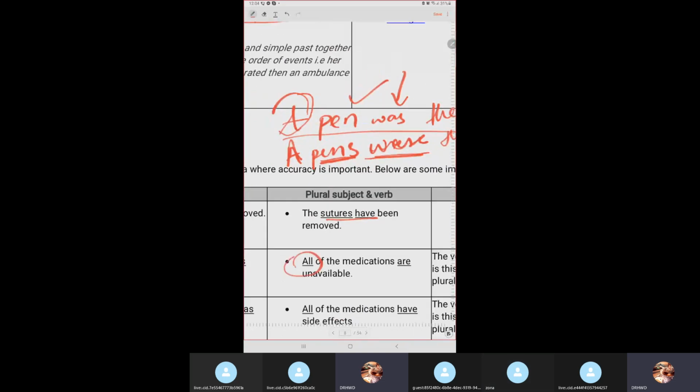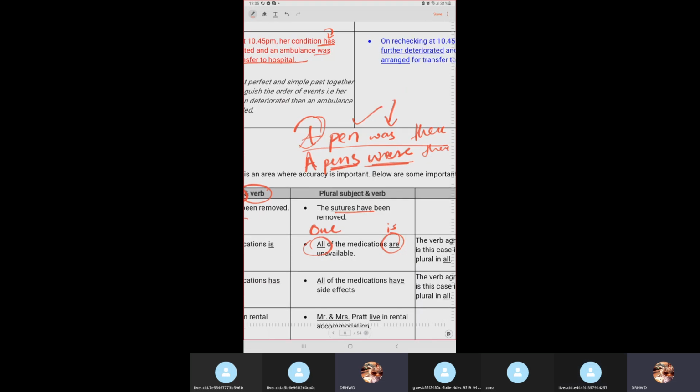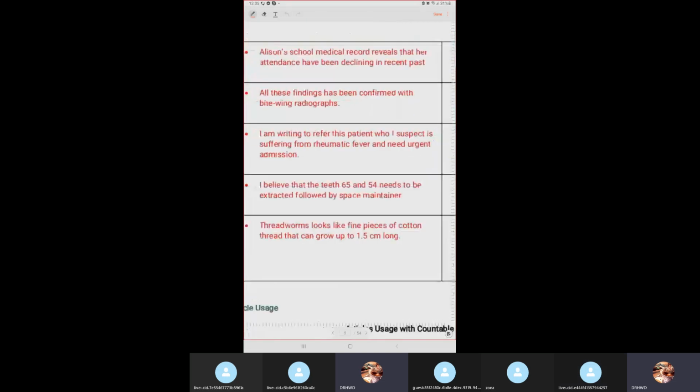All of the medications are unavailable. One of the medication is unavailable. Are you guys following? Dr. Zona, Dr. Narjinder, and the rest of you who haven't changed your name yet? All right. Following? Clear? So you have to make sure that your subjects agree with the verb, right? Okay, so let's do some sentences.